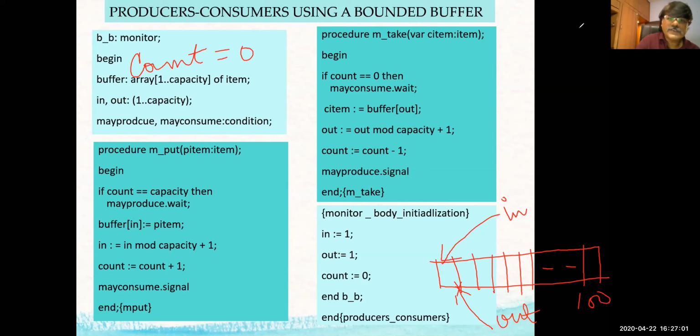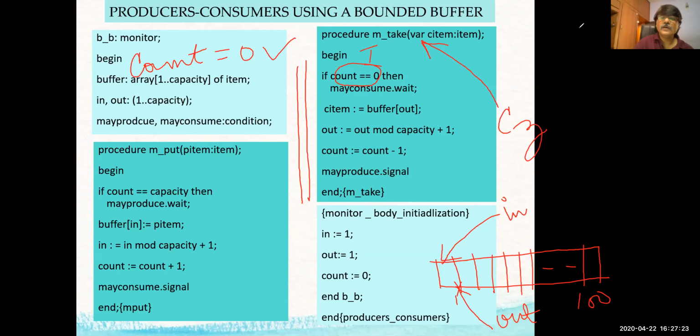Now producer X doesn't start first. Let us say consumer Z starts first. It will invoke the function mtake. Now this function will be executed on behalf of consumer Z. What the monitor will do is check whether count is equal to 0. Yes, count is equal to 0 is true. That means it will execute the function may consume dot wait.